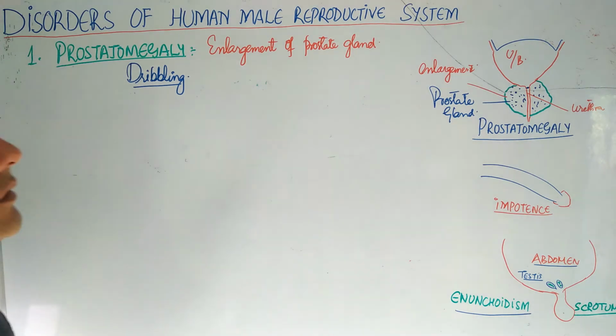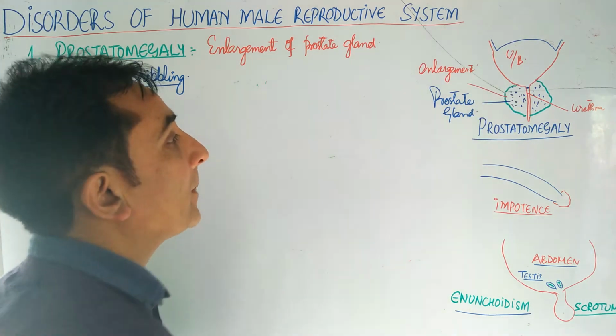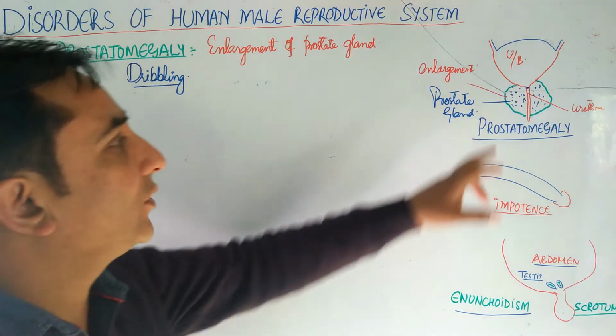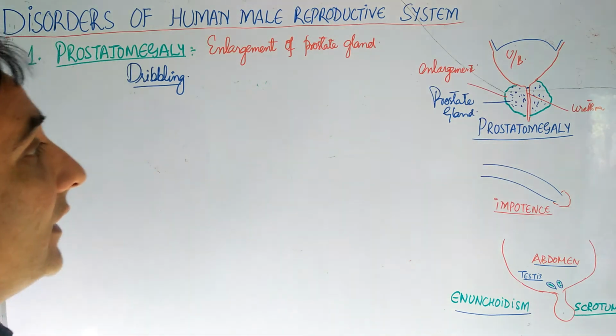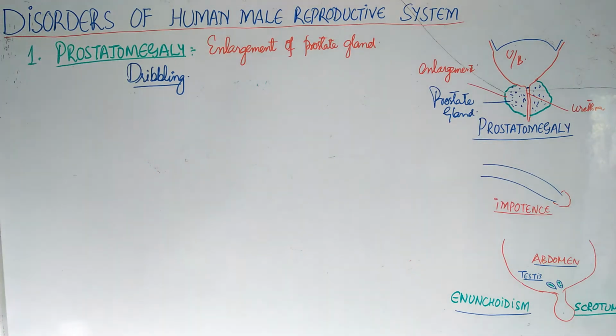And when we talk of the treatment of this disorder, usually a surgery is done to remove the enlargement, or sometimes to remove the whole prostate gland, so that the patient feels comfortable. So this is the first condition, which we call prostatomegaly.